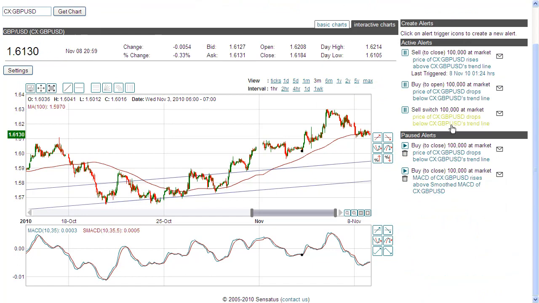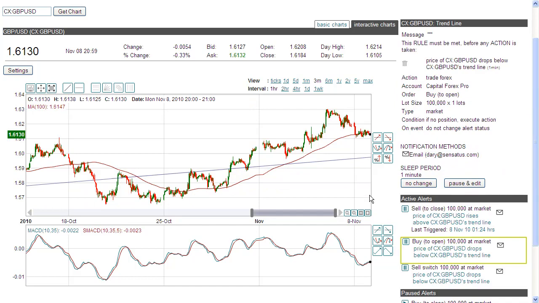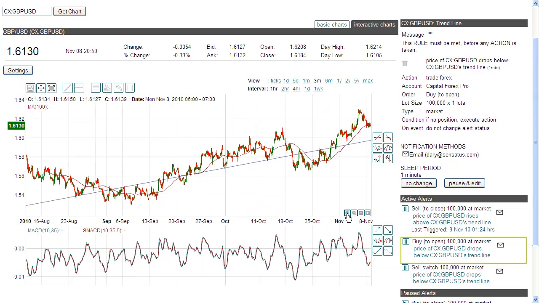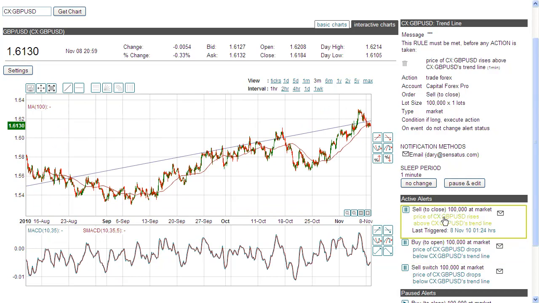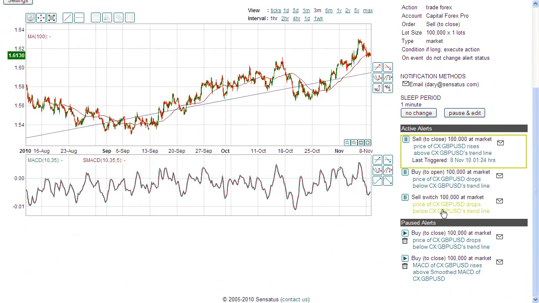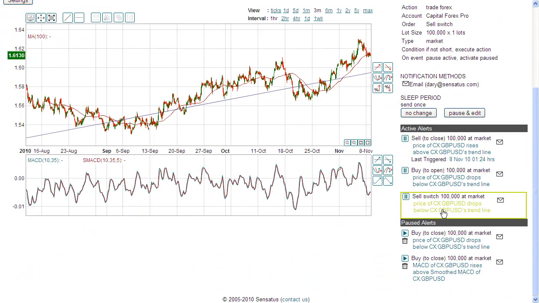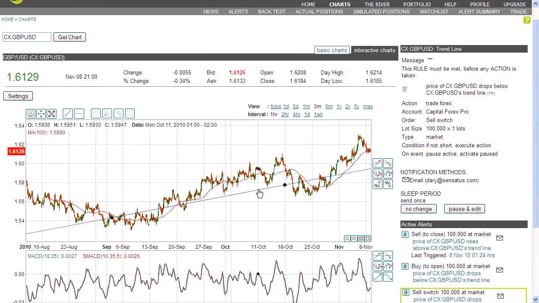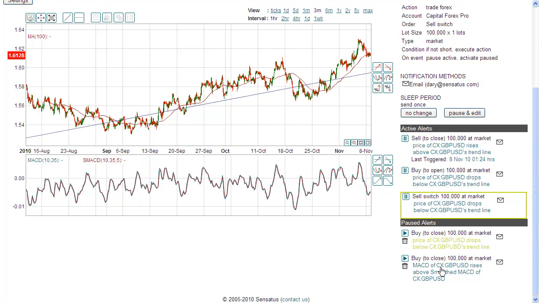So now I have 5 rules in total set up. I have a rule to get me into the position, get me out if the price then rallies from there. If the price pulls back, I will switch to a short position. I am using a 1 hour interval trend line alert because I want a definite indication of a change of trend before switching to a short position. I then have 2 rules set up that would close out any short position I may have in the event that this trend line is broken.